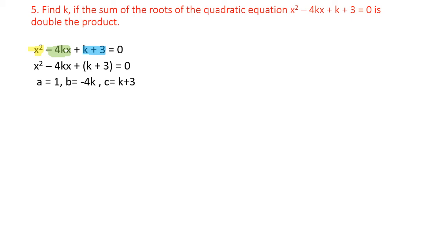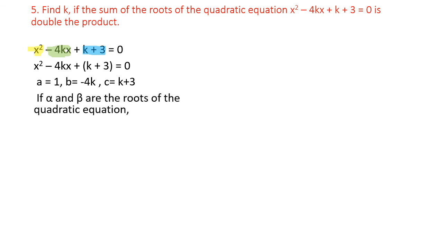Apart from x, you have to write down everything else. It's a coefficient of x, right? So we don't have to write down x, but apart from that you have to write down whatever remaining is there. So we write down minus 4k and c is equal to k plus 3. Okay, now what we do, they are talking about the sum of the roots and product of the roots. So we are going to find out the sum of the roots and product of the roots.